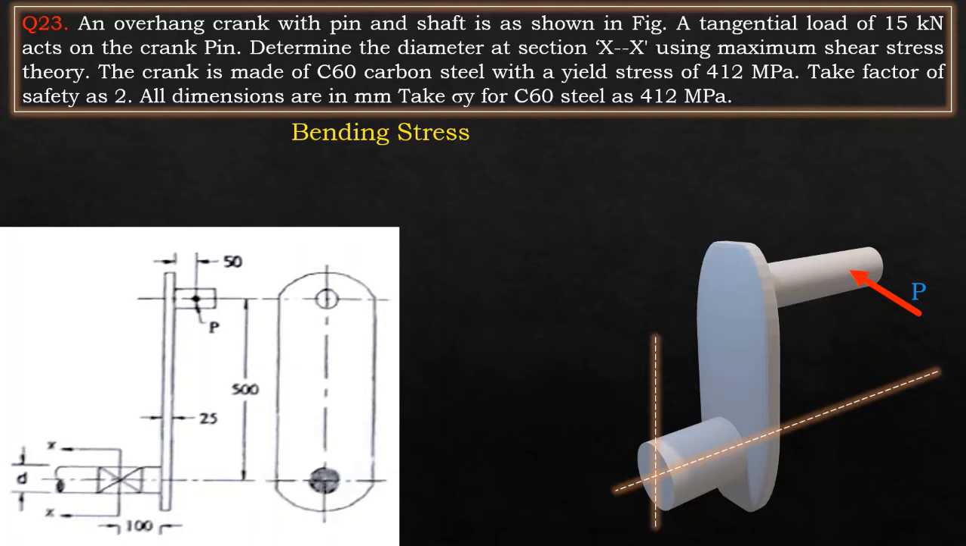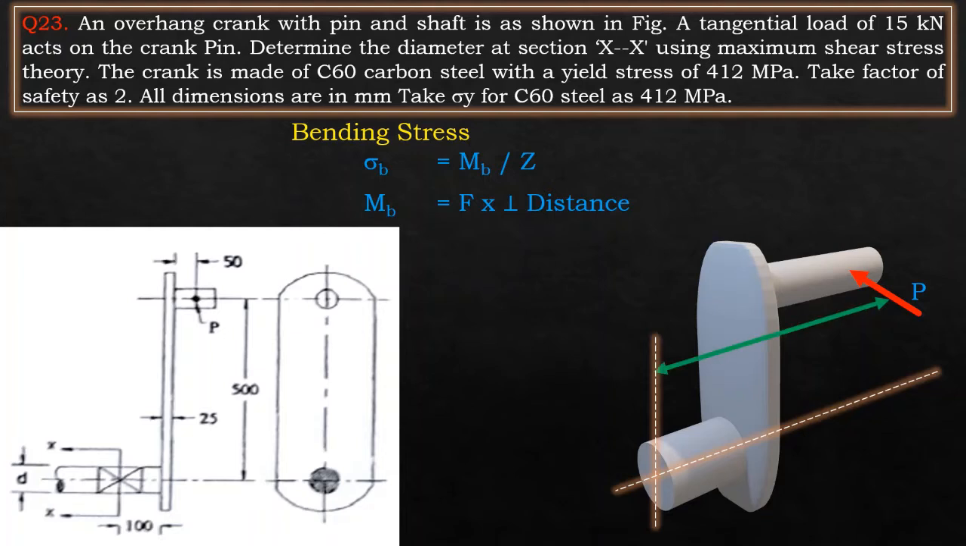Let us start with finding the bending stress. The bending stress is given by the formula sigma b is equal to Mb by Z, where Mb is called the bending moment. The bending moment can be obtained by using the equation force into perpendicular distance. Now in this case, what will be the perpendicular distance?